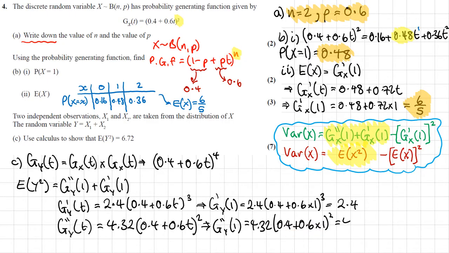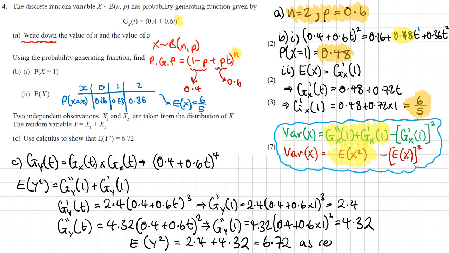So that means that E(Y²) is equal to 2.4 plus 4.32, and if we add those two together, we get 168 over 25, which is equal to 6.72. So I'll just put equals 6.72 as required.